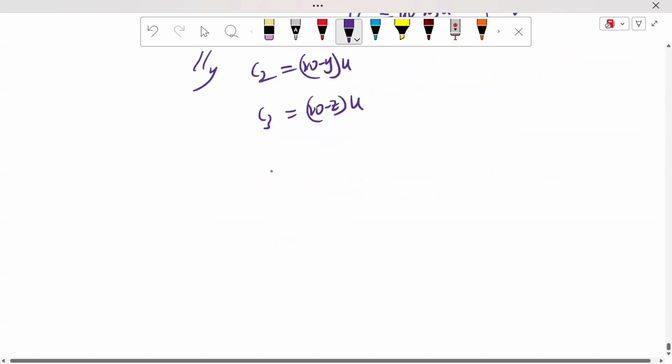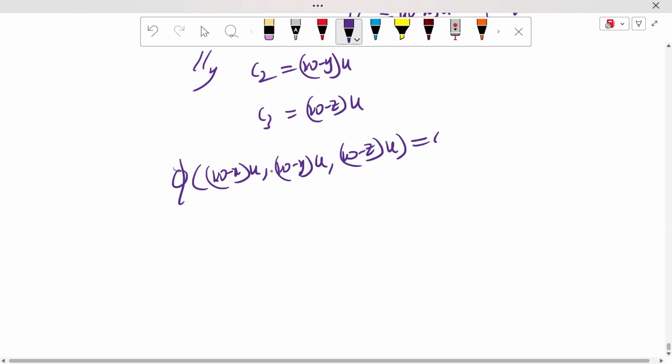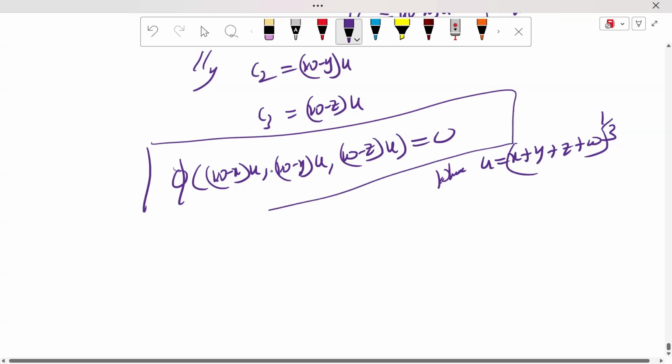So finally phi of c1, c2, c3, sir. Phi of (w minus x) into u, comma (w minus y) into u, comma (w minus z) into u is equal to 0, where u is equal to (x plus y plus z plus w) whole power 1 by 3. It is the required general solution. It is the required complete integral.